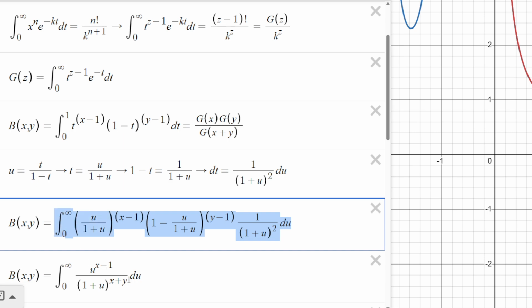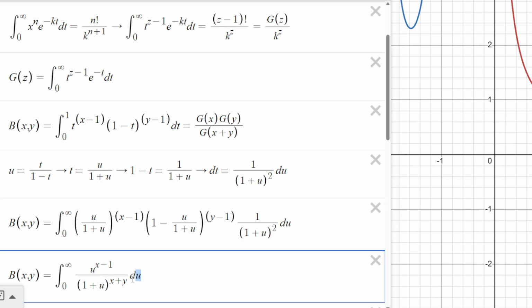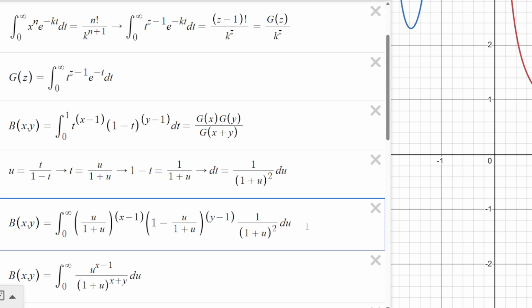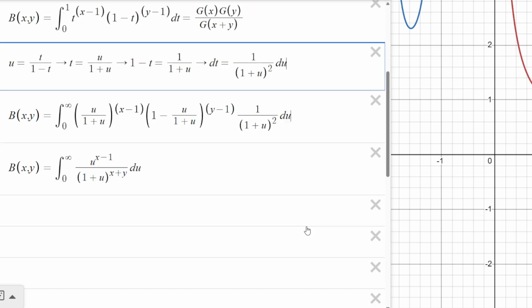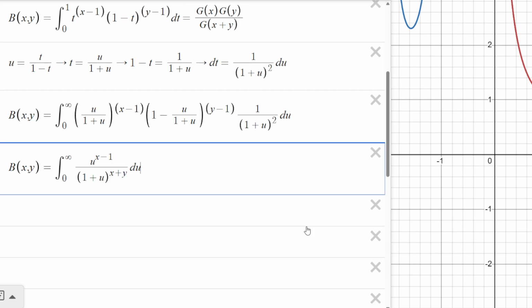This whole integral right here, you've got to do some tricky algebra, but it will simplify to this without too much trouble. Just use the properties of exponents, combine like terms, and you will end up with this. Okay, so here we are. Where are we going to go from here?